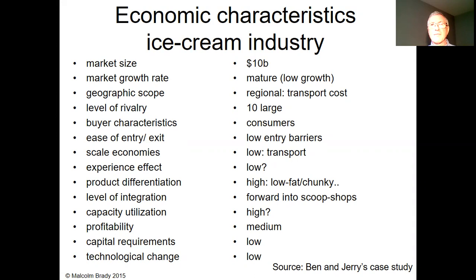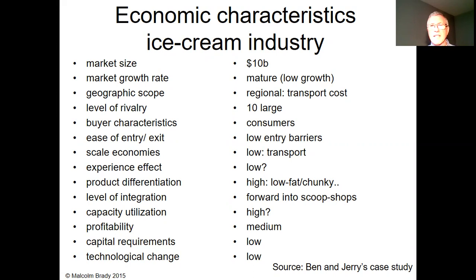The level of rivalry. So how many competitors and what's their nature? In this case, it's said to be 10 large competitors. So that gives you a good indication. That'll be a fairly competitive industry with 10 large players competing for the industry, as opposed to say one dominant firm, or on the other hand, say 1,000 small firms. Who are the buyers? The buyer characteristics. In this case, consumers, but it could be another industry, it could be a business to business company, so you're selling to other businesses. In this case, it's a consumer product.